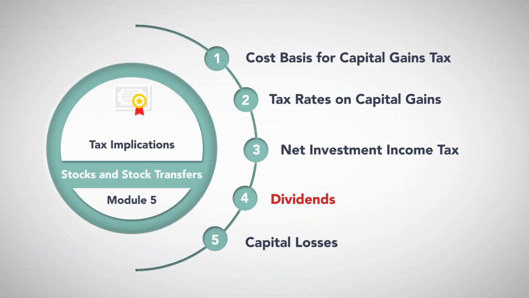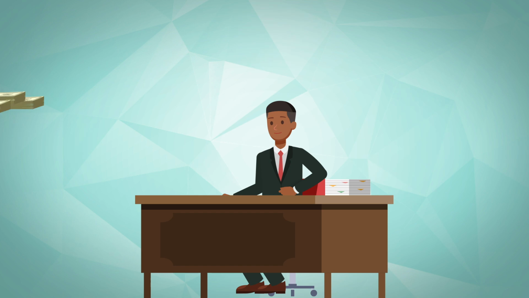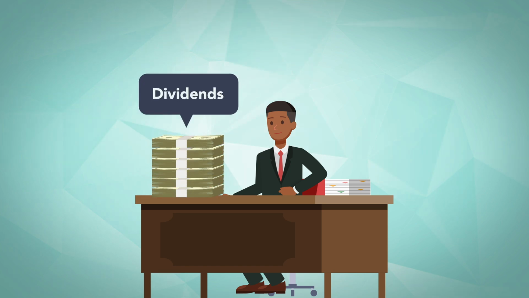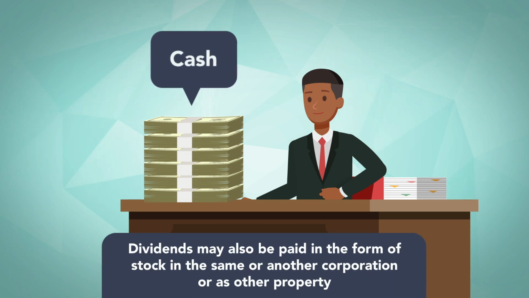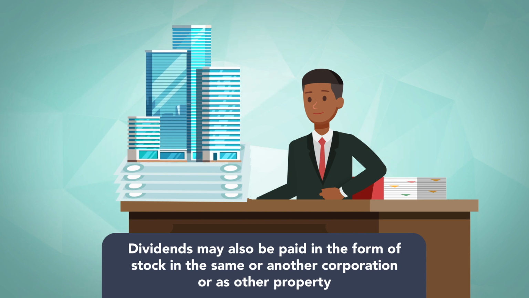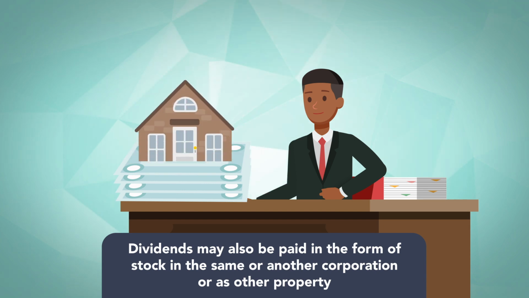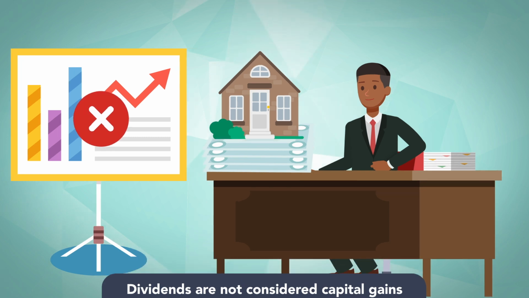Dividends. Some stock owners receive portions of the issuer's earnings and profits in the forms of dividends. Generally, dividends are paid in cash. However, dividends may also be paid in the form of stock in the same or another corporation, or as other property. Dividends are not considered capital gains.